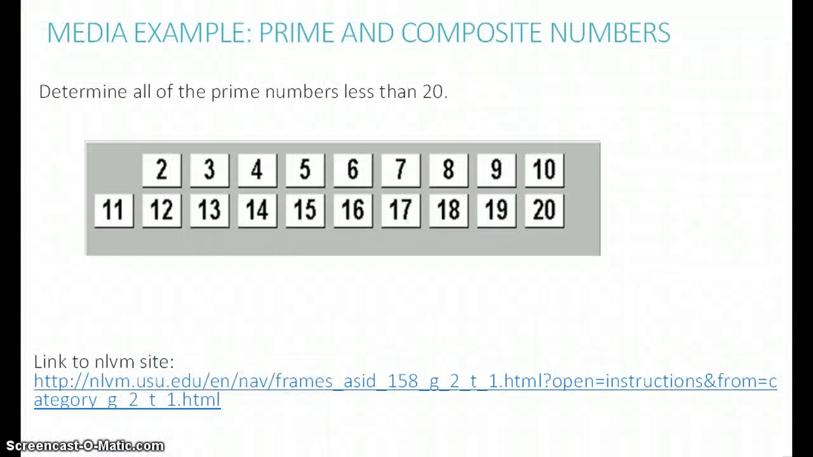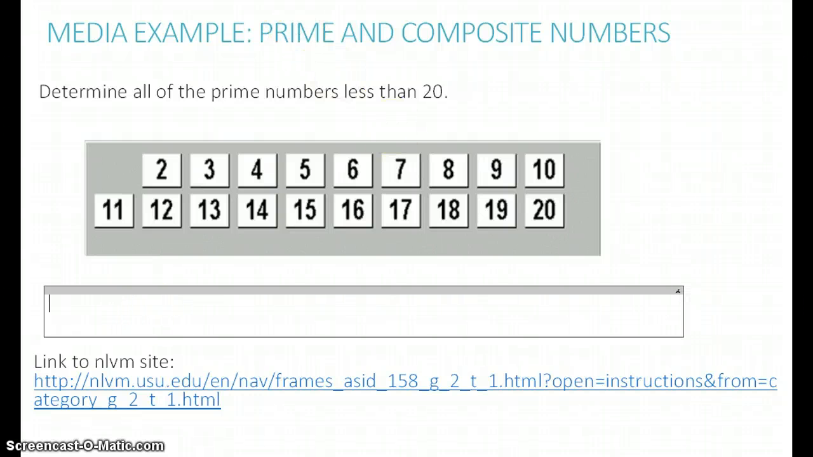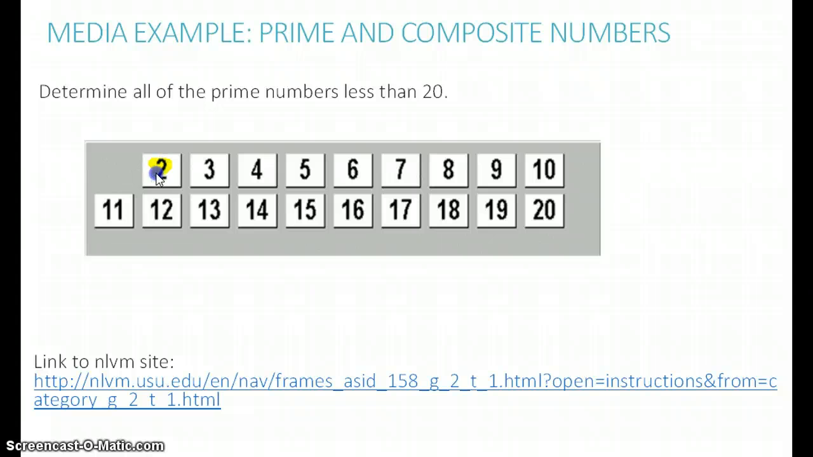So let's go back and write what we were left with. Let's highlight them. We saw 2 was prime. When we clicked on 2, it canceled out all these composite numbers that are multiples of 2. We have 3 is prime. Then it would cancel out any multiples of 3.